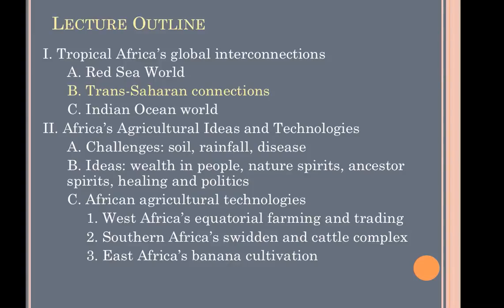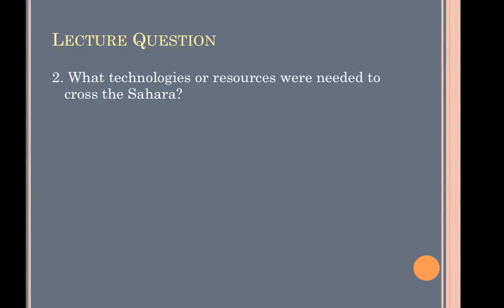Now, what about trans-Saharan connections? Interaction across the Red Sea was not very difficult. A basic kind of boat would be enough to interconnect that region. But what about across the Sahara, one of the world's largest and harshest deserts and one of its harshest environments? So that's your next question. What kinds of technology or resources allowed people to travel across the Sahara, to trade, to interact, to influence each other across the Sahara?